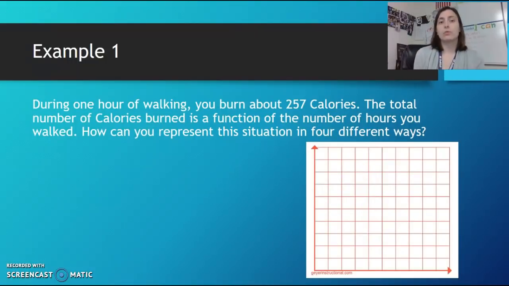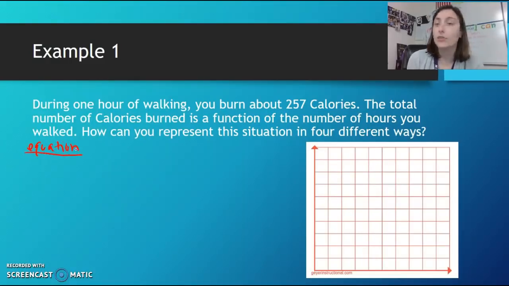During 1 hour of walking, you burn about 257 calories. The total number of calories you burn is a function of the number of hours you walked. How can you represent this situation in 4 different ways? So we talked about our list of ordered pairs, our table, a graph, and a rule. I think the easiest one for me to start off with is a rule. For you, it may be listing some ordered pairs or creating a table and then going into the graph. But to me, it's that equation.